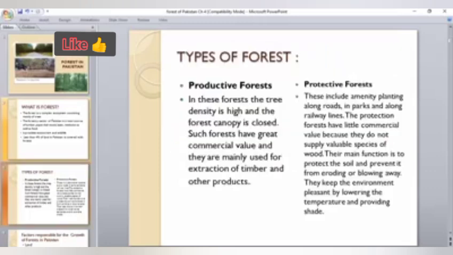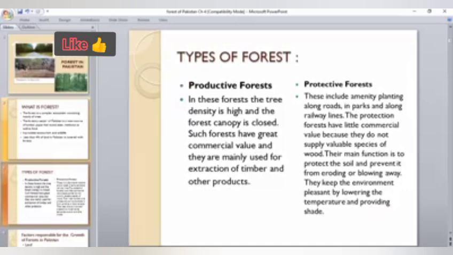Types of forest in Pakistan. There are two types of forest. One is productive forest, another is protective forest or protection forest. Productive forest: in these forests the tree density is high and the forest canopy is very closed. Such forests have greater commercial value and they are mainly used for the extraction of timber and for making other products as well.